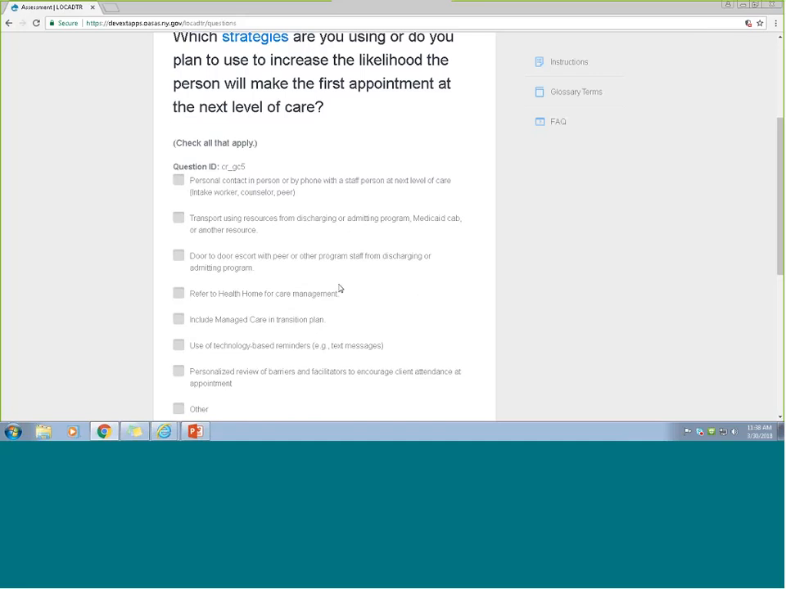So let's choose the option about linking, having a peer become a bridge. Sure. Okay.